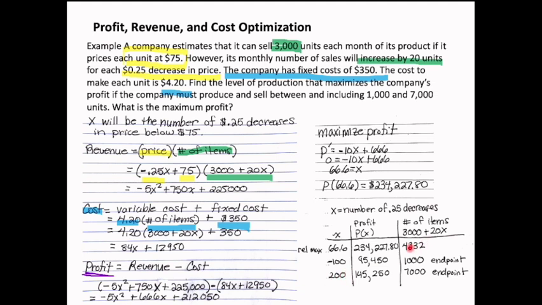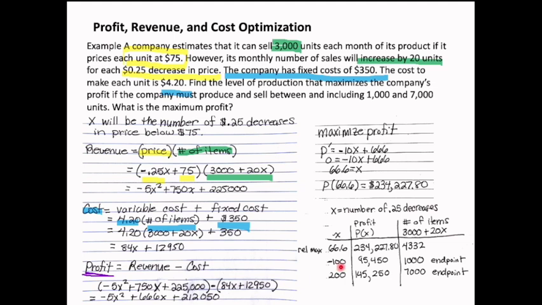Now, we didn't quite go over how we got this number here, so let's back up a second. When x is 66.6, meaning 66.6 decreases of 25 cents, I put that 66.6 in for this x here so we could find the number of items. And when I took 3,000 plus 20 times 66.6, I got that the number of items was 4,332. So now that we have all of our x's, we have the corresponding value for the number of items.